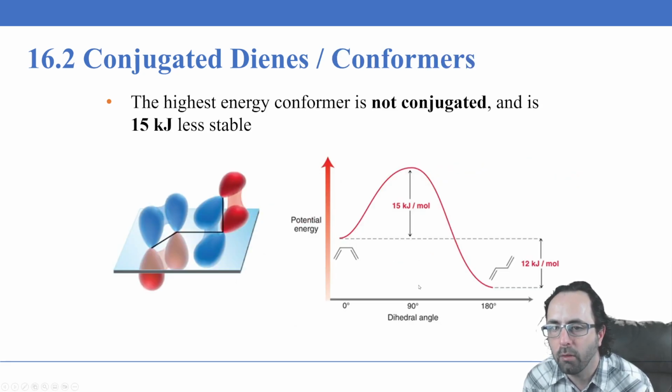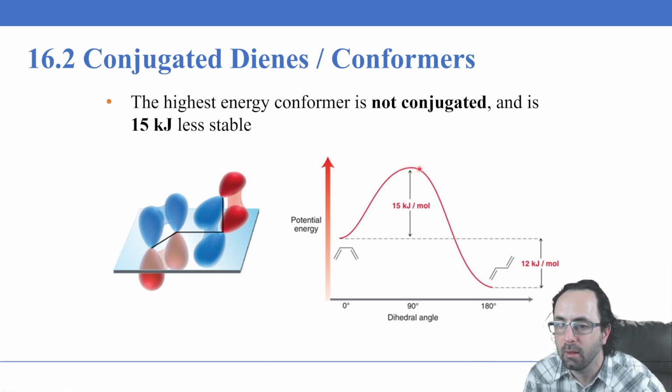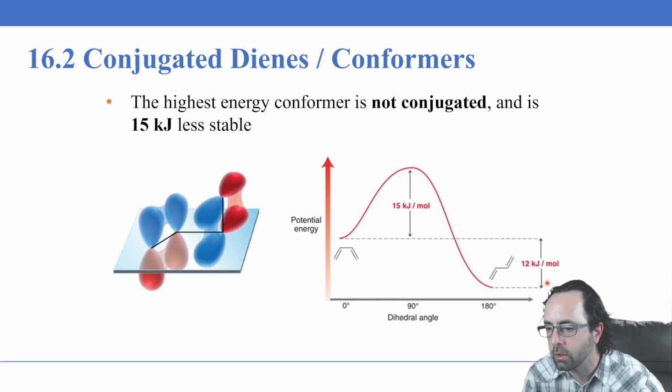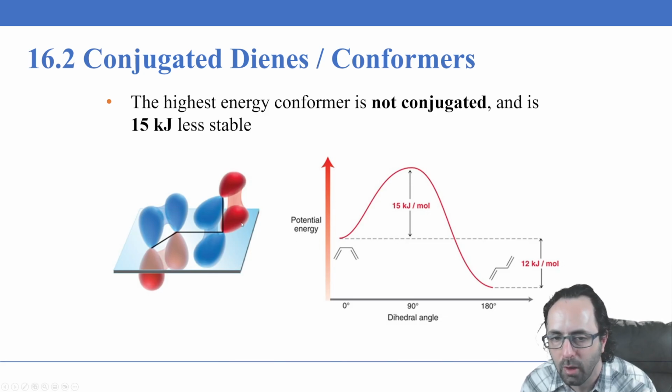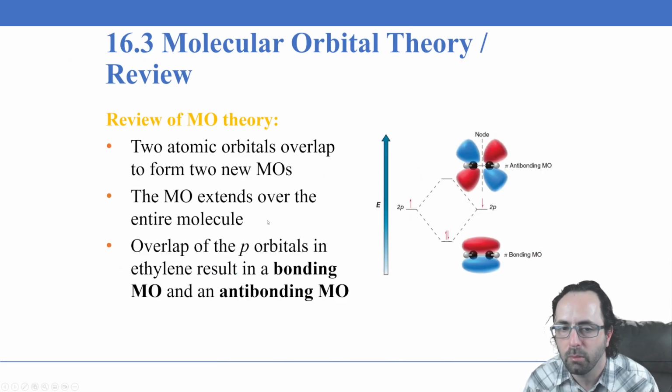The highest energy conformer is not conjugated. That would be basically the transition state between these. It's not really a transition state, but when it's in the middle of rotating, these pi bonds will not have their sideways interaction. So it costs 15 kilojoules to get it out of this conjugated form, and so it can begin to recover 12, as a total of 27 kilojoules per mole, to finally make the S-trans configuration.